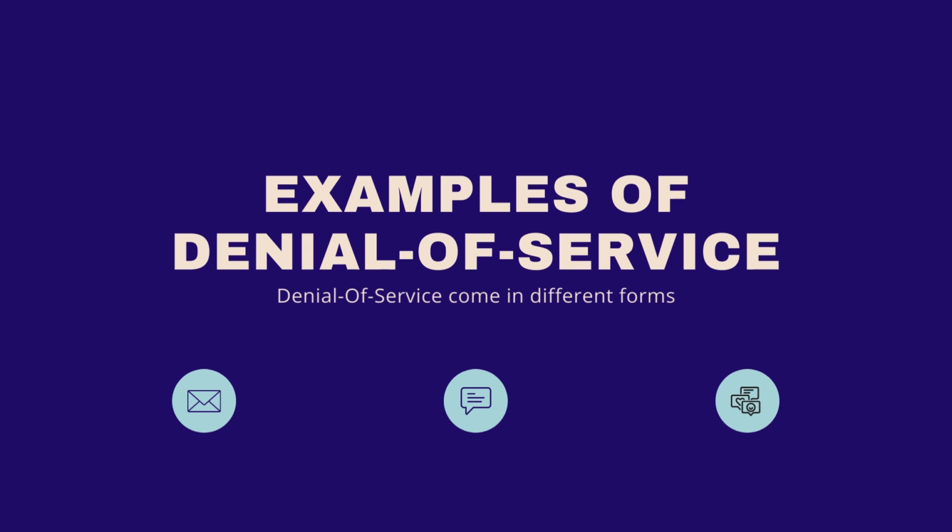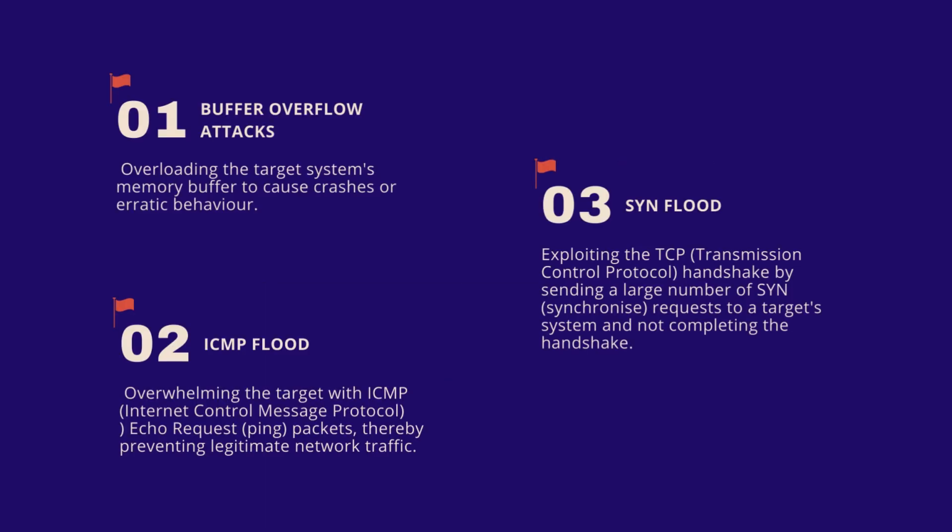Now, moving on to examples of denial of service. Denial of service comes in different forms, and here we cover the main forms. Number one, buffer overflow attacks, overloading the target system memory buffer to cause crashes or erratic behavior. Number two, ICMP flood, overwhelming the target with ICMP, also known as Internet Control Message Protocol, echo requests, ping packets, thereby preventing legitimate network traffic.